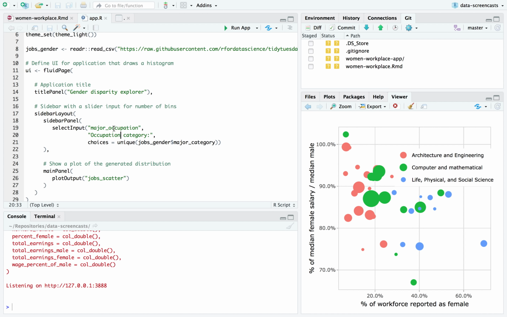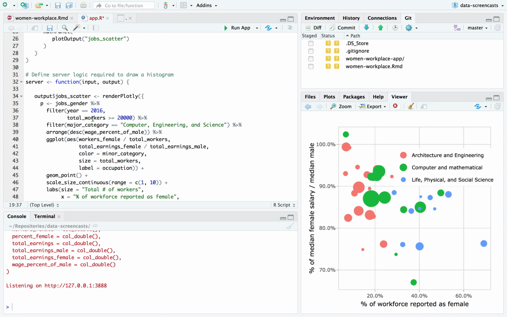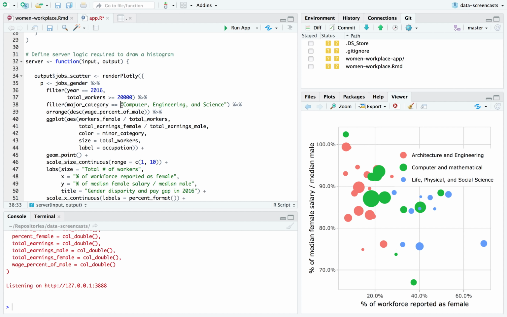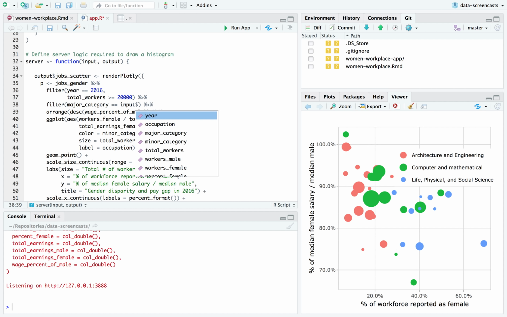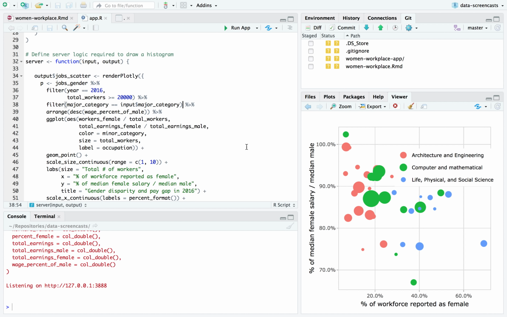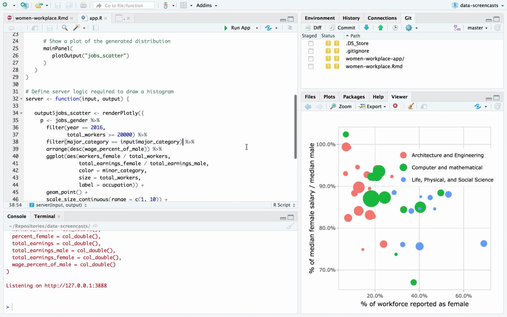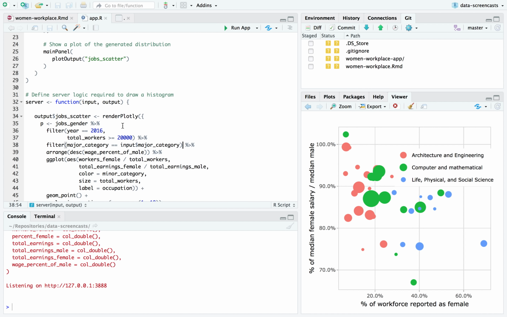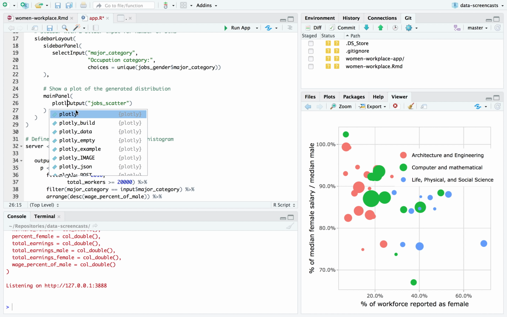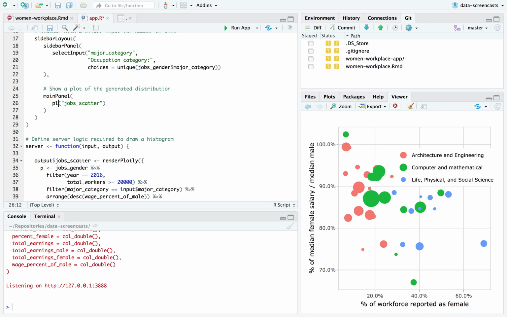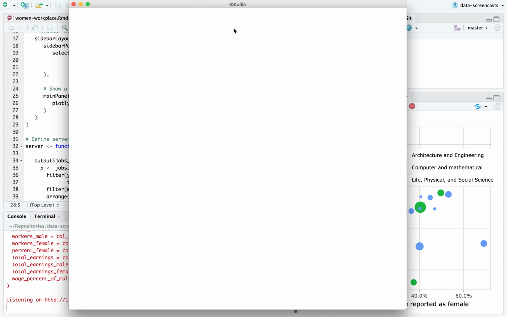I'm going to call it occupation category, even though I know it's actually called major category. And I made one other mistake here in the filter. Instead of having computer engineering science, I'm going to say input$major_category. I think that's right. Okay. And this is an output. Render plotly. Oh, it's plotlyOutput, not renderPlotly output. Called job scatter. Okay, I just need to line everything up.